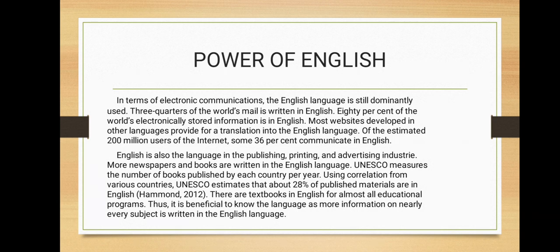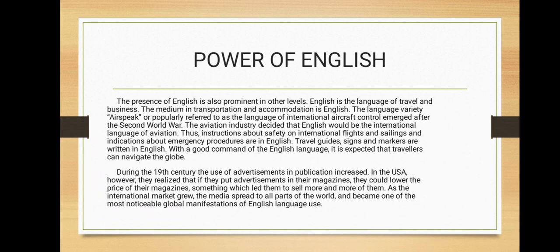UNESCO measures the number of books published by each country per year. Using correlation from various countries, UNESCO estimates that about 28% of published materials are in English. In Yemen in 2012, there are textbooks in English for almost all educational programs. Thus, it is beneficial to know the language as more information on nearly every subject is written in the English language. The presence of English is also prominent at other levels.